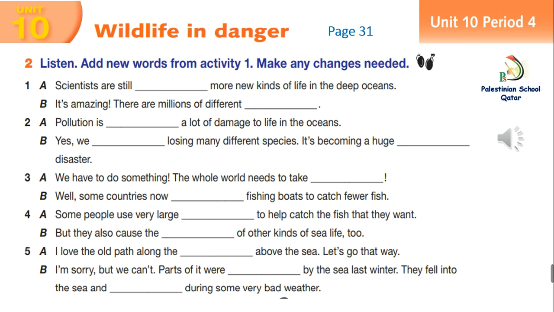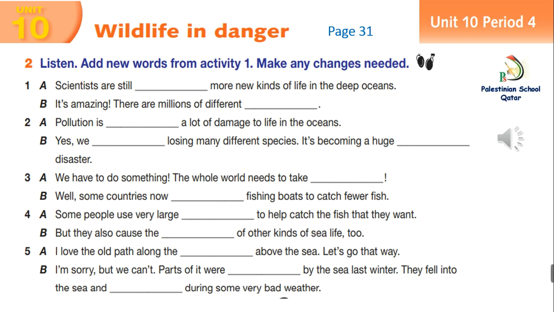Okay. After you finish writing these new words, I want you to check your answers by listening to this activity and check your answer, is it correct or not. Unit 10, Period 4. Activities 2 and 3.